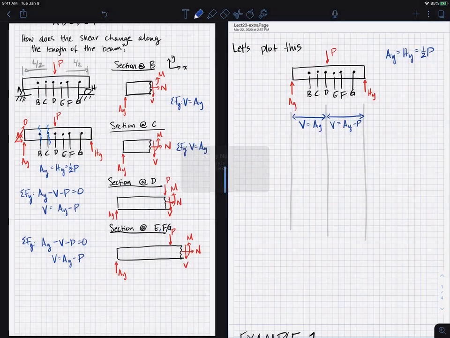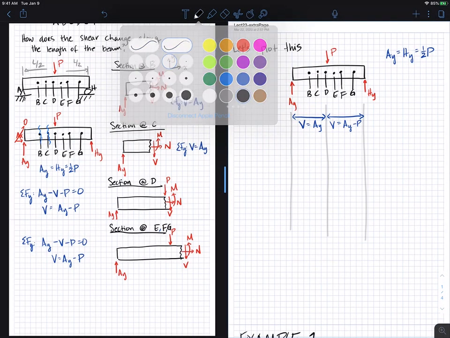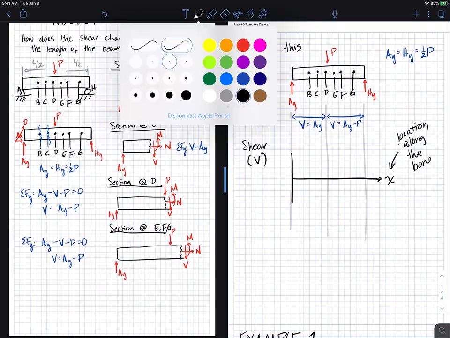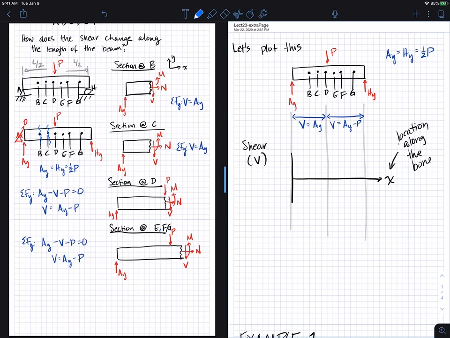I'm going to draw an x-axis which represents the location along the beam. And now I'm going to plot on the y-axis the shear at any point, right? So we'll plot shear, our V. And so here, at point A, we know that the shear is equal to AY. It's going to pop up here, and its value, AY, we've already established is 1/2 P.